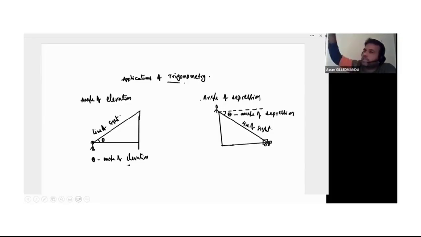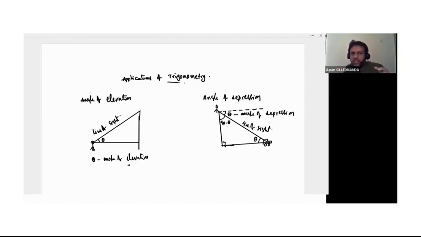When you are looking up, that is the angle of elevation. If this angle is theta, then this angle is 90 minus theta, since this is a right angle triangle. If that is 90 minus theta, then this is also theta. Based on these two principles, we will be able to solve various problems.